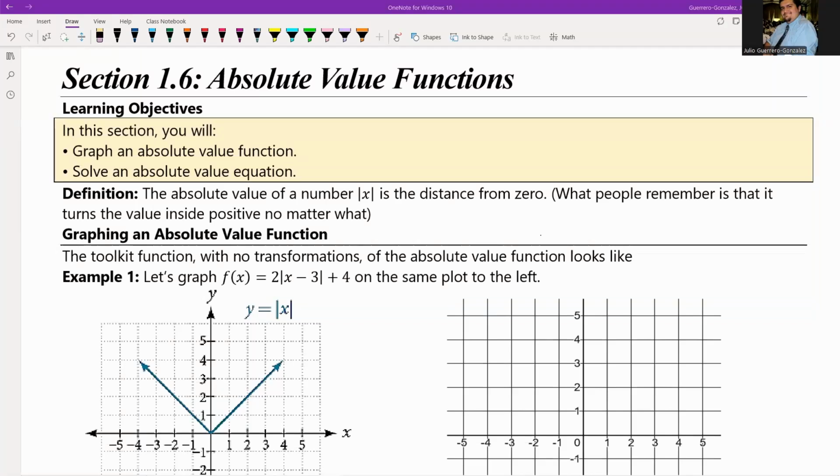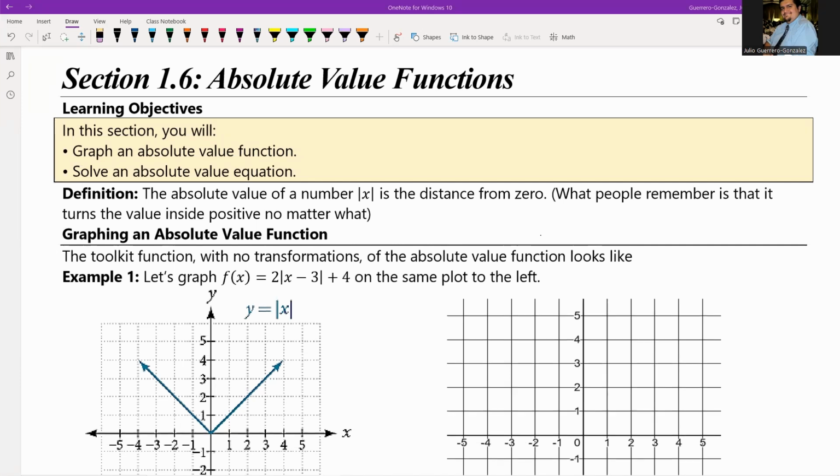Hello, everyone. This is the lecture for section 1.6, the absolute value functions. In this section, we're going to solely cover what an absolute value function is. First thing we're going to do is define it, and then play around with how to solve certain versions of these absolute value equations. They tend to show up a lot later on in the course, okay?